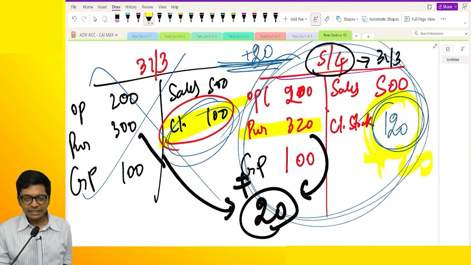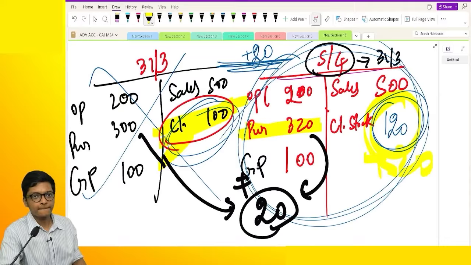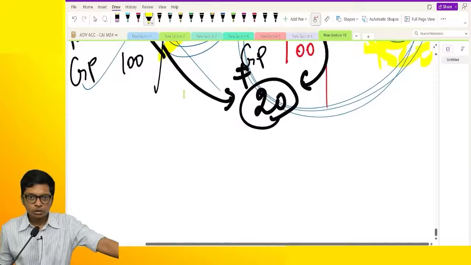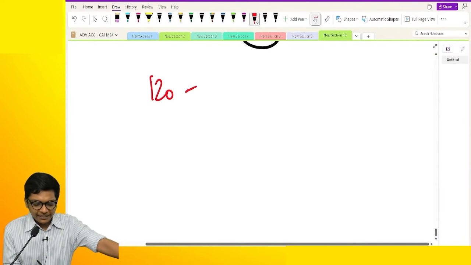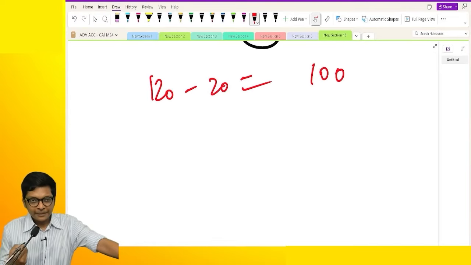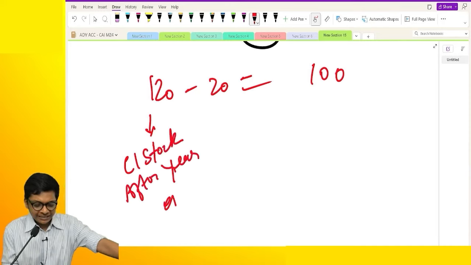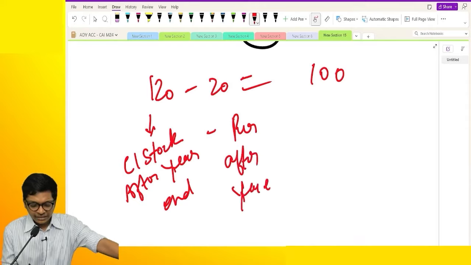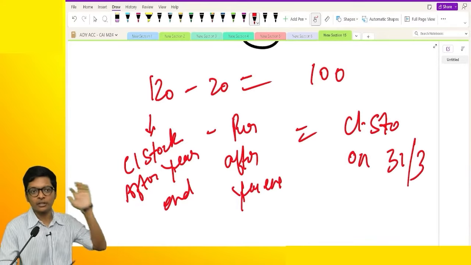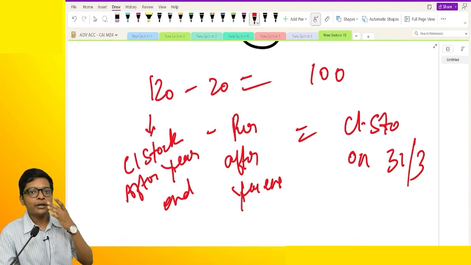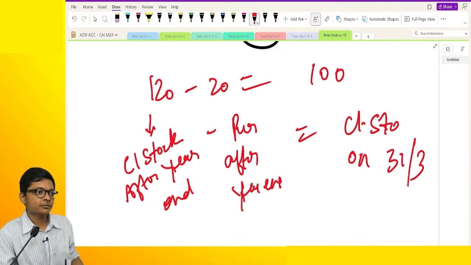If I have 120, how to find 100? Minus. So you did 120 minus 20. Closing stock after year end minus purchase after year end will give me the closing stock on 31st March, before year end. Are you following, guys? This is the formula in the book.